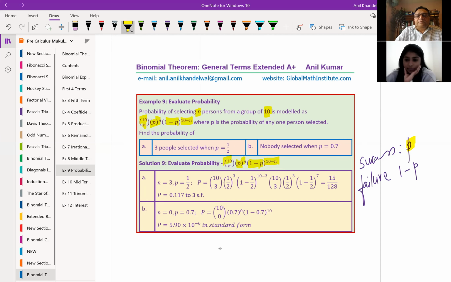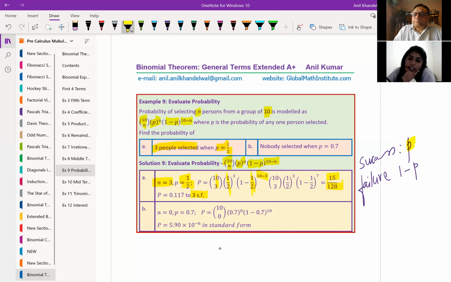So we are taking 10 people and n successes. In our example A, 3 people selected means n equals 3. Probability is given to us as 50-50, both p and q are 50-50. Substitute these values and just calculate the answer. You get 15 over 128 in this particular case as the answer. Now, many times you may be required to round it to 3 significant figures. Then use your calculator, divide, and round it to 3 significant figures.